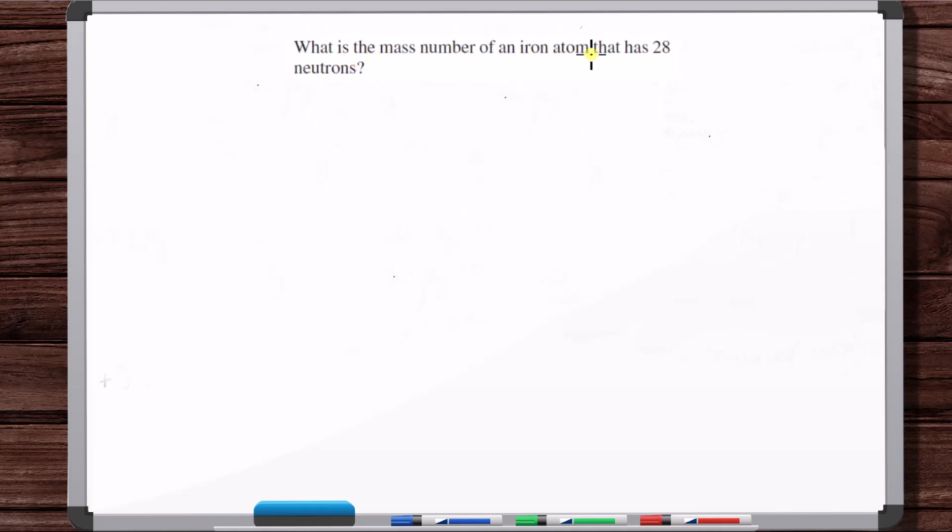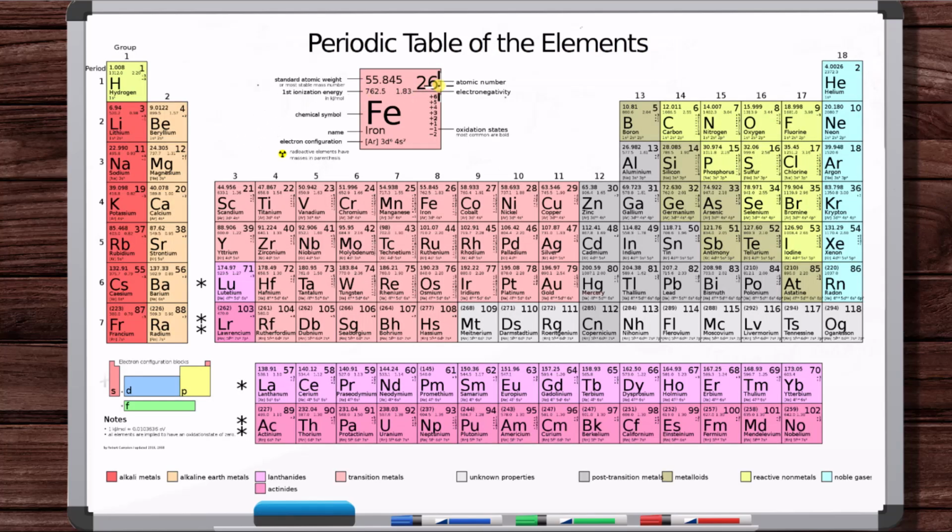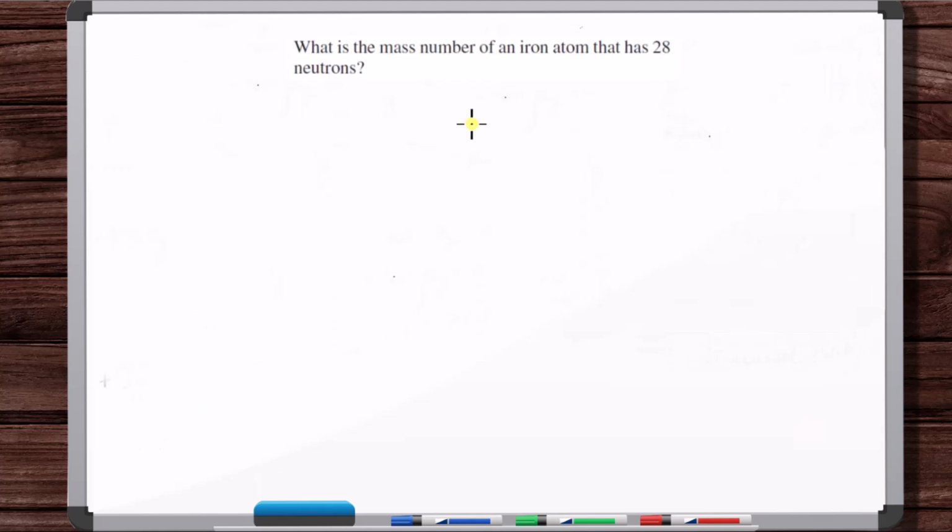What is the mass number of an iron atom that has 28 neutrons? Okay, iron has 26 protons. So if it has 28 neutrons, then the mass number is the number of protons plus the number of neutrons. 26 plus 28 is 54. So 54 is the mass number.